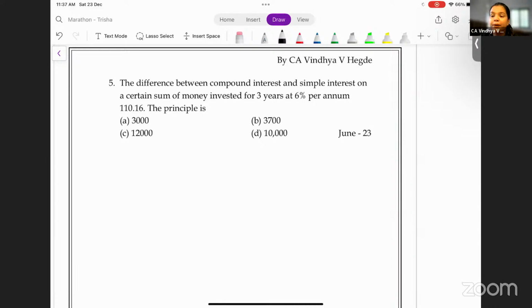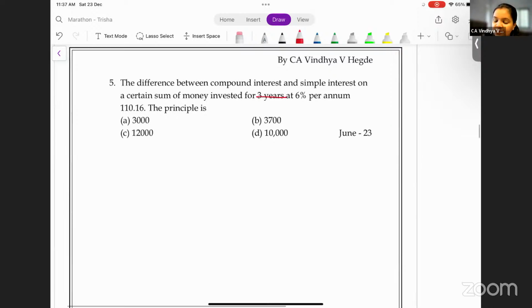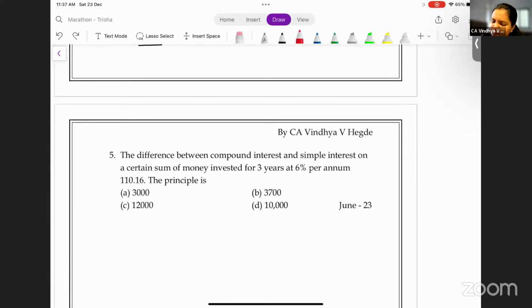The difference between compound interest and simple interest on a certain sum of money invested for 3 years at 6% per annum is 110.16. Here they have given the difference between compound interest and simple interest, correct? See, remember this, compound interest is always higher than simple interest, except for the first interval of time. It doesn't matter here because they have said 3 years. The first interval of time can be 1 year, maximum 1 year or less than that, correct?